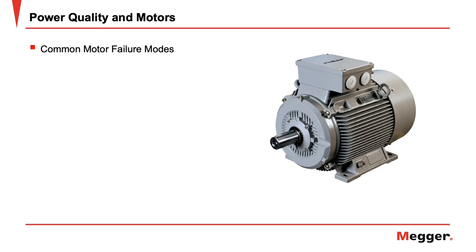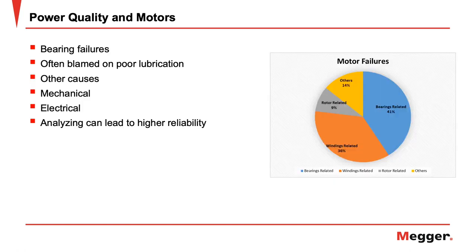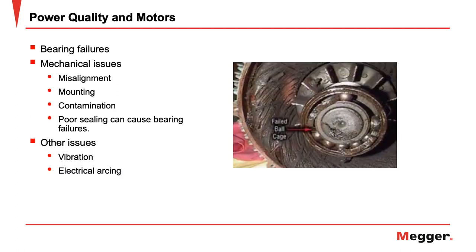So, what are some common motor failures? Bearing failures are arguably the most common type of motor failures. Bearing failures are often blamed on poor lubrication. However, there are other causes of bearing failures, and these can be mechanical issues or their root cause can be due to power quality phenomenon. Mechanical issues such as misalignment, faulty motor mounting, contamination, or poor sealing can cause bearing failures.